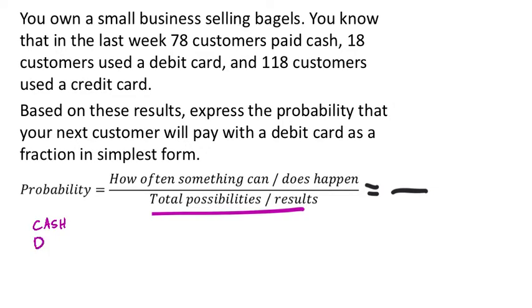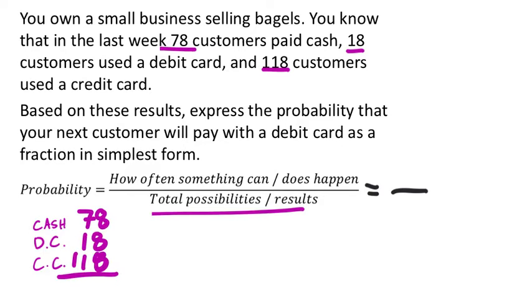Then we'll use that, look at debit cards, and then credit cards. Okay, so cash, we can see that there were 78 people that paid with cash, 18 with a debit card, and then 118 with a credit card.